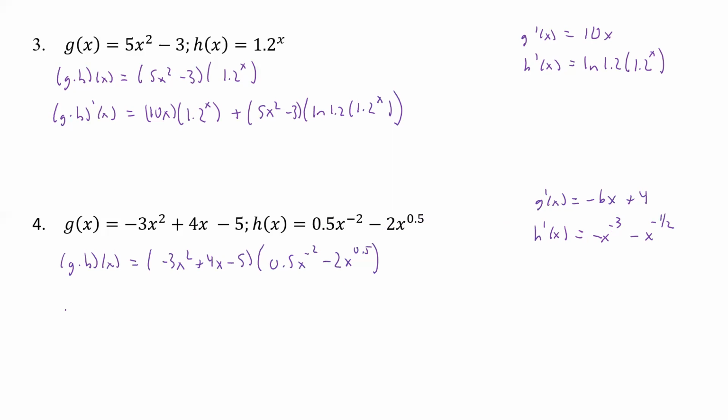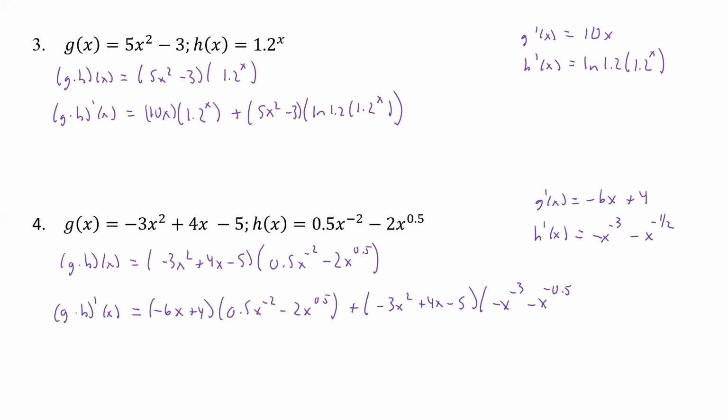Okay. So g dot h prime of x will be the derivative of the first, which is negative 6x plus 4 times the second, which is 0.5x to the negative 2 minus 2x to the 0.5, plus the first, negative 3x squared plus 4x minus 5 times the derivative of the second, so negative x to the negative 3 minus x to the negative 0.5 if we want to put it back in decimal like we had it here. Okay, so that's how we would do those two.